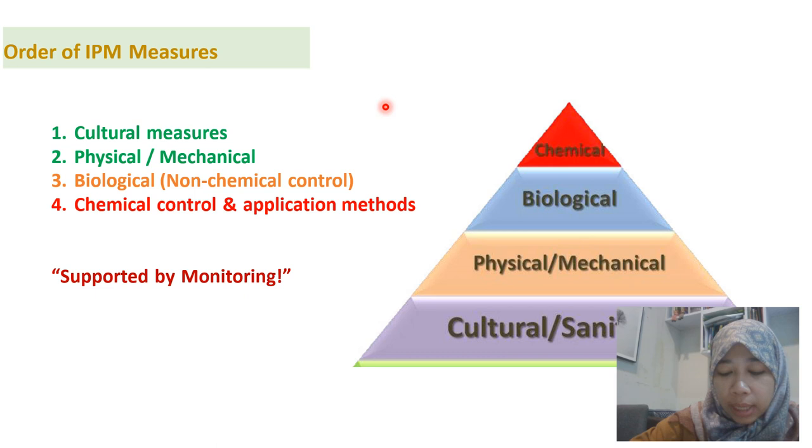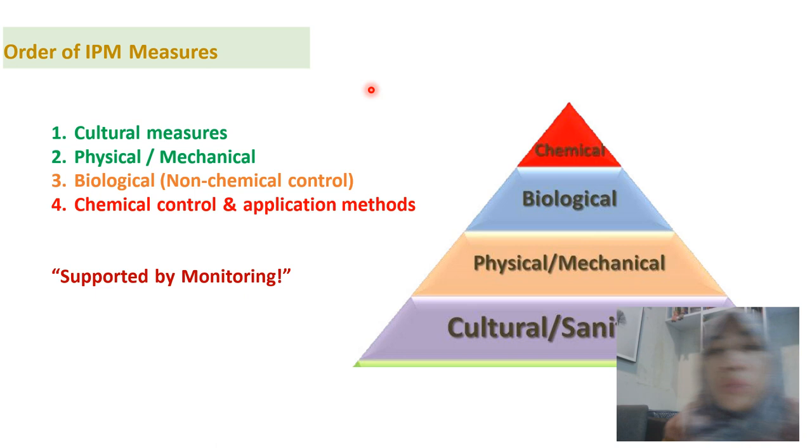And then collecting the eggs of pests. For some pests, the eggs are clumped, telurnya itu beberapa spesies mengelompok ya. The eggs are clumped, so we can destroy the eggs and decrease the population before they hatch into larvae.